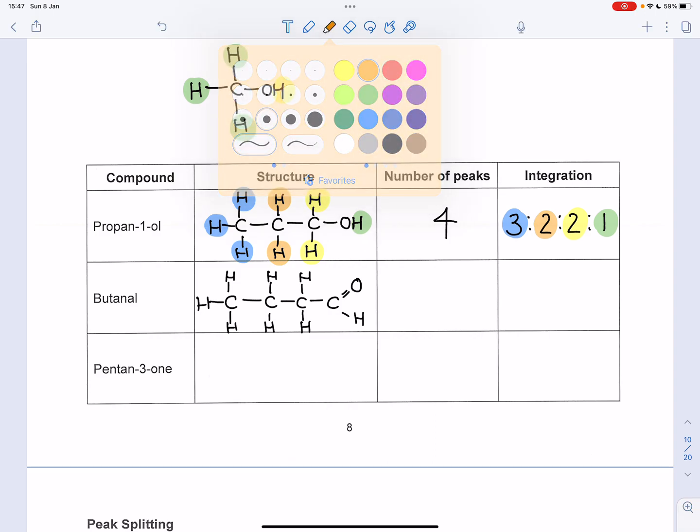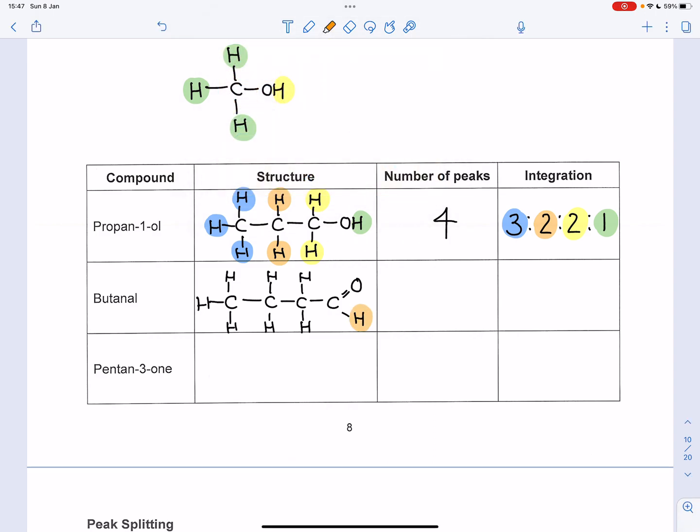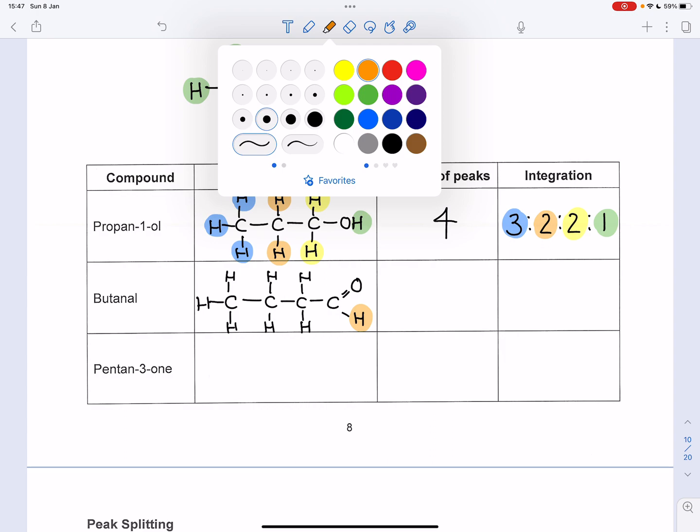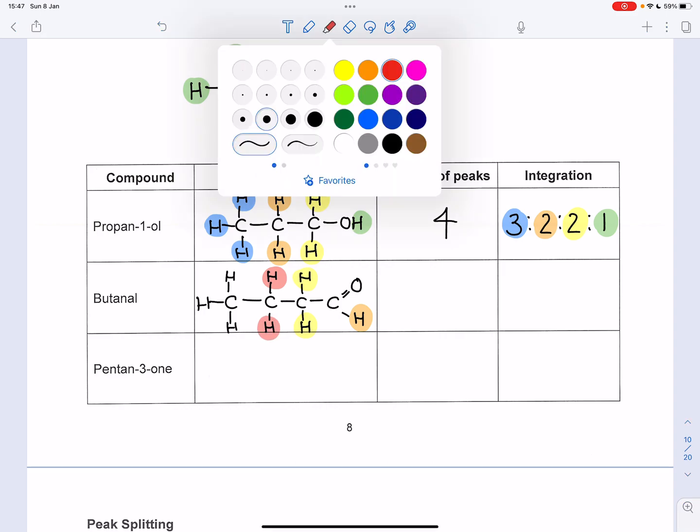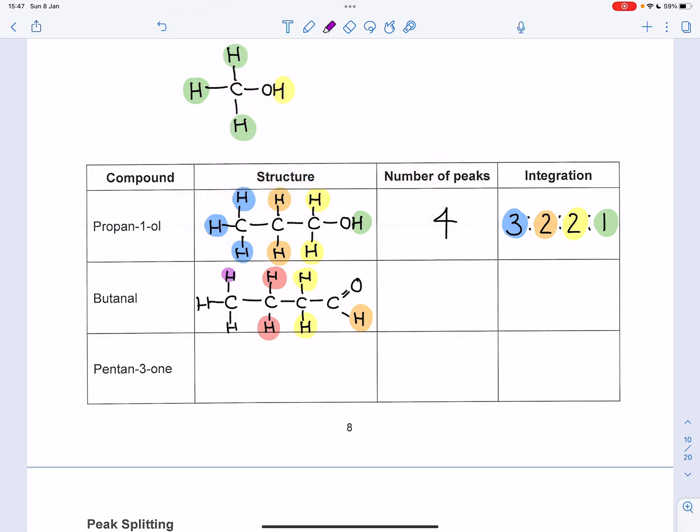So on this spectrum we've got the aldehyde one. We've then got the ones next door to the aldehyde. We've got the ones next door to that. And we've got the ones at the end. So again, we've got 4 types. We've got 3 of the purple type, 2 of the red type, 2 of the yellow type, and 1 of the orange type.